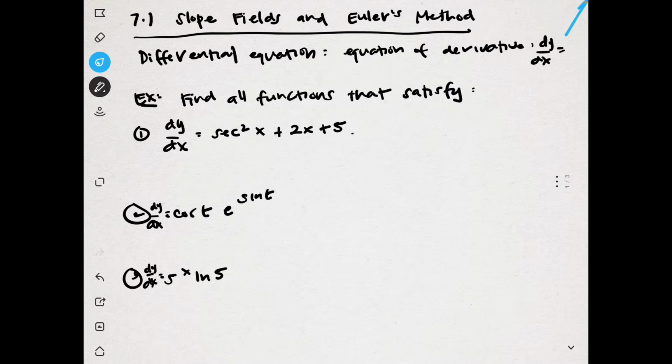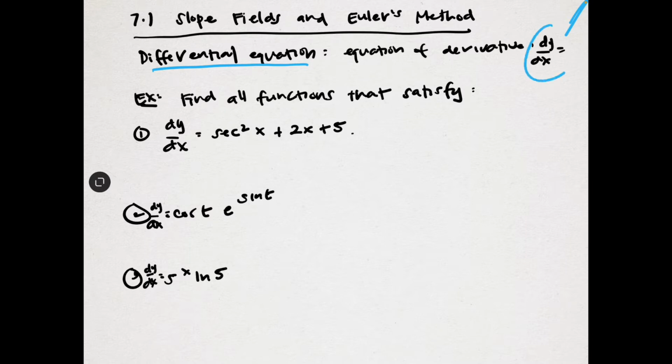So the first thing we need to cover is what a differential equation is. I think we covered it in first semester, but it's just an equation of a derivative. The giveaway that we're looking at a differential equation is that we have dy dx is equal to, or y prime is equal to. All right, so let's just jump into these examples. We're just looking to find the functions that satisfy the differential equation. So what that means is we're trying to find the y, or the antiderivative.